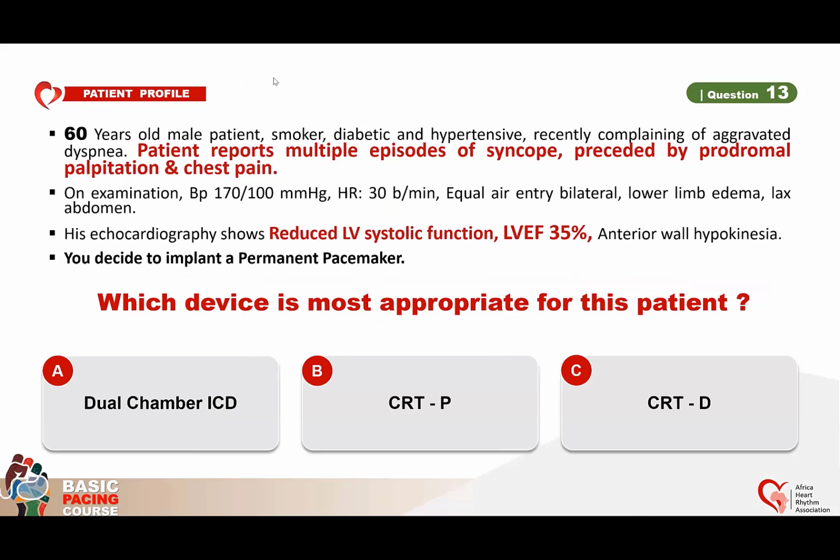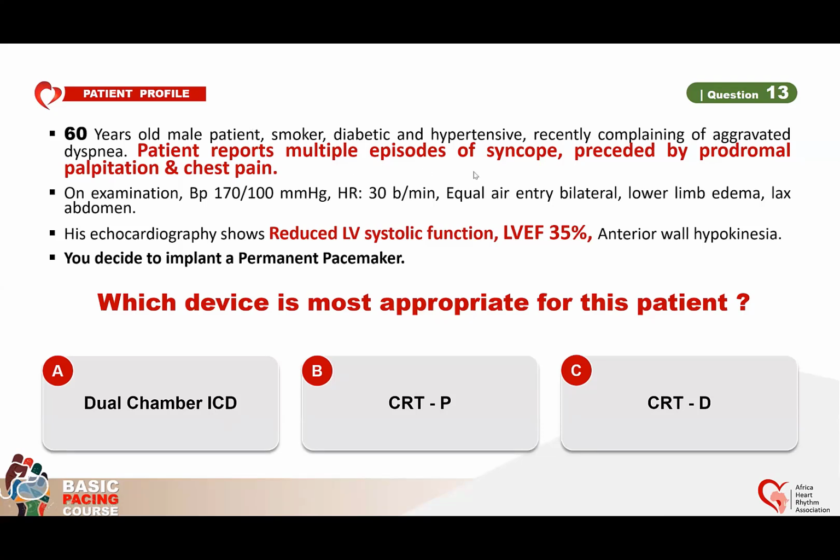Back to the scenario, and now our patient is 60 years old, so he's a little bit younger. He has an indication for CRT since he has complete heart block and an ejection fraction of 35%, but with thorough and further history taking, the patient reports multiple episodes of syncope, and it had a prodrome actually of palpitation and chest pain, knowing this patient is ischemic by history. So which device is most appropriate? Would you go for dual chamber? I believe not, but CRTP or CRTD.